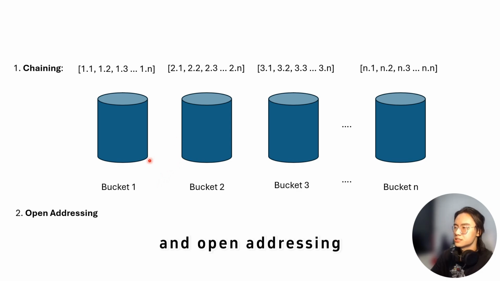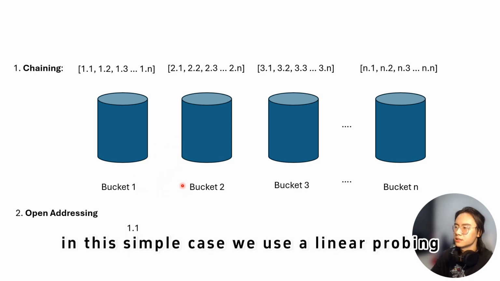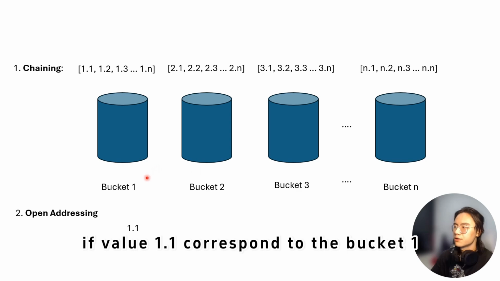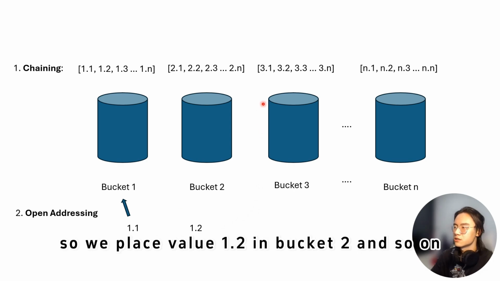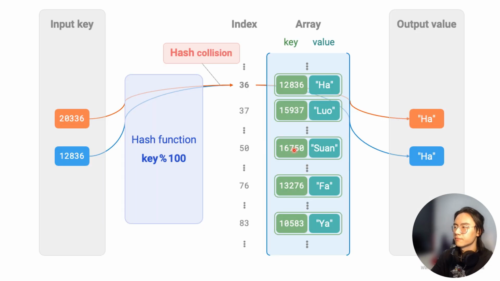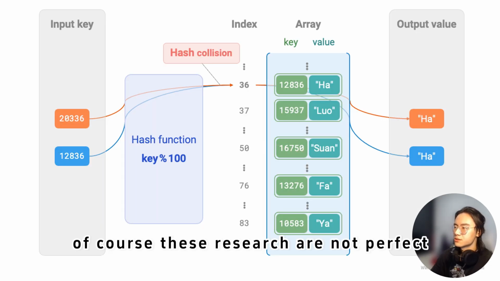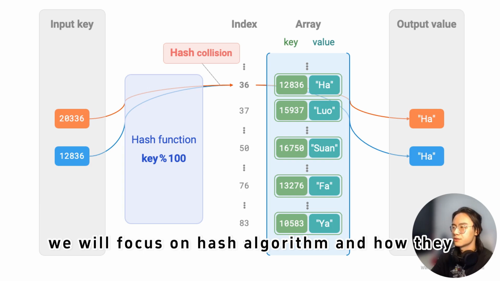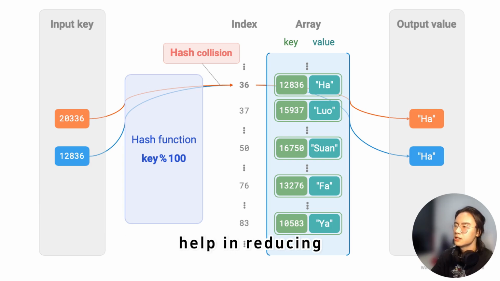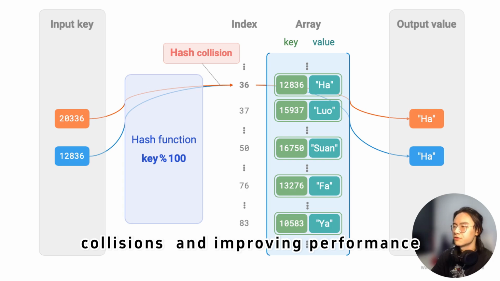And open addressing, in this simple case, we use linear probing. If value 1.1 corresponds to bucket 1, and the same for 1.2, but bucket 2 is empty, we place value 1.2 in bucket 2, and so on. Of course, these methods are not perfect. In the next section, we will focus on hash algorithms and how they help in reducing collisions and improving performance.